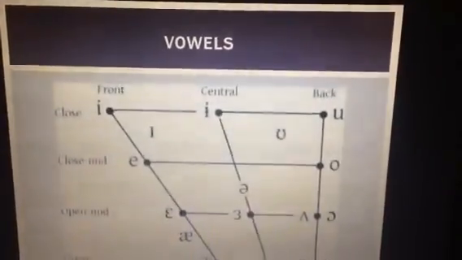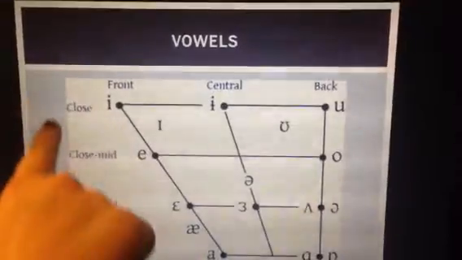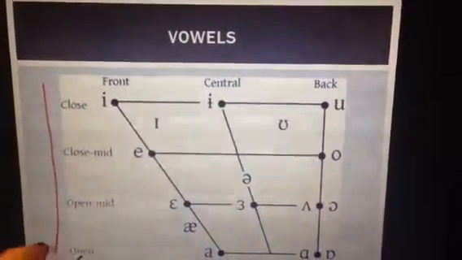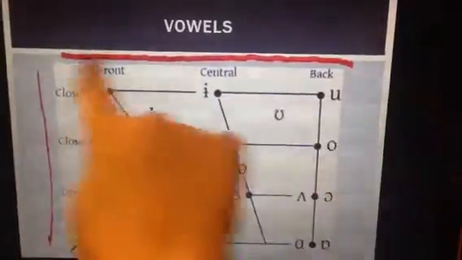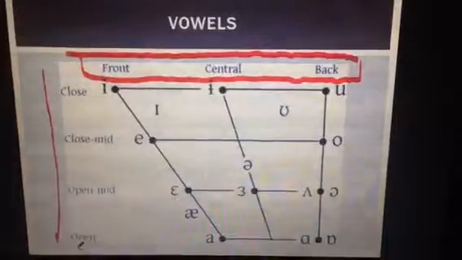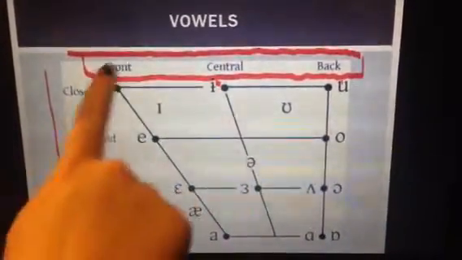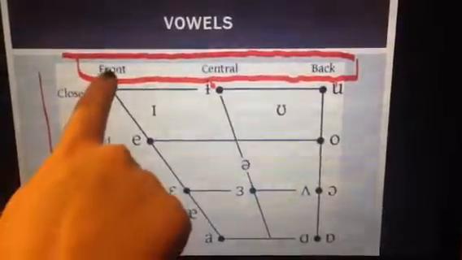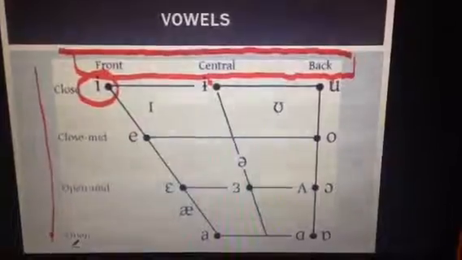Vowels. This is a vowel chart. Here shows how open or closed the mouth is, and these ones here show where the tongue is in the mouth. So it's either at the front, the middle, or the back of the mouth. And if the tongue is at the front and the mouth is closed, this would be the letter E. So it would sound like E, like C.